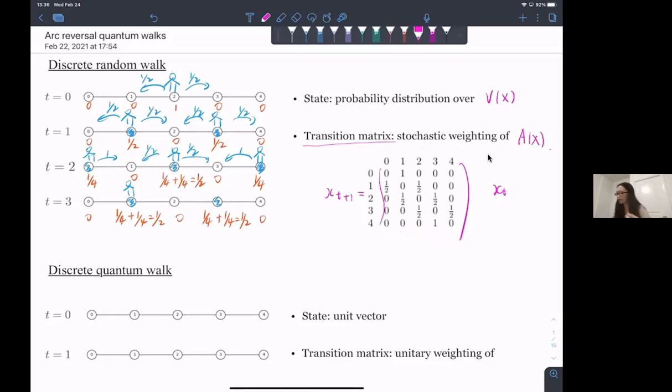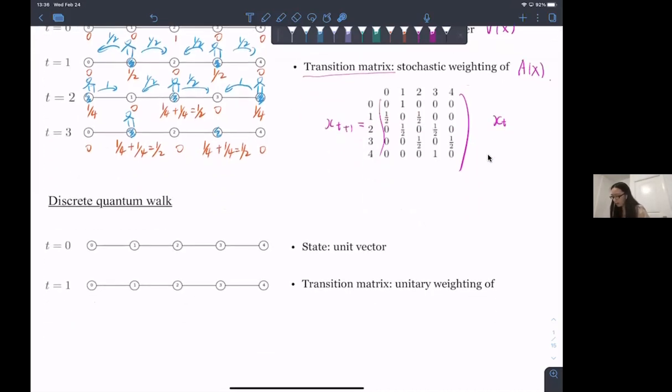Such a weighting exists for every graph because we can just divide the adjacency matrix by the degree of each vertex. So for each row, let's say this one, you divide it by 1, and this vertex has degree 2, so you just divide the whole row of the adjacency matrix by 2, and so on. So that procedure generalizes.